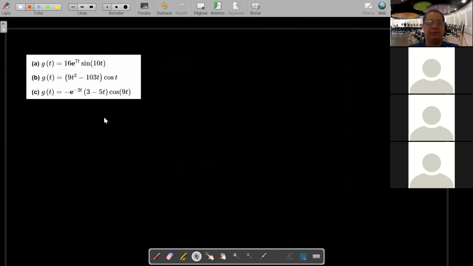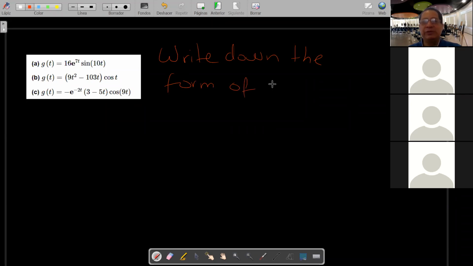We have 3 ODEs over here, and we just need to write down the form of the solution, just the form. We're not going to find any solution. We just need to find the form because we are not given any ODE. We're just given the right side of an ODE, the forcing function, g of t. So if g of t is of this kind, we need to write down what the form of the solution will be.